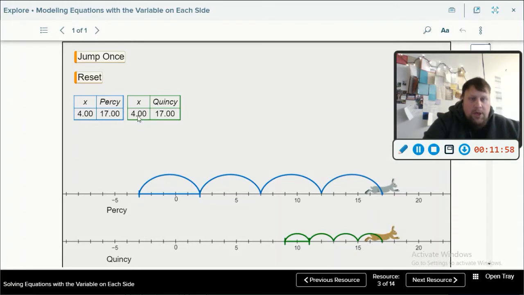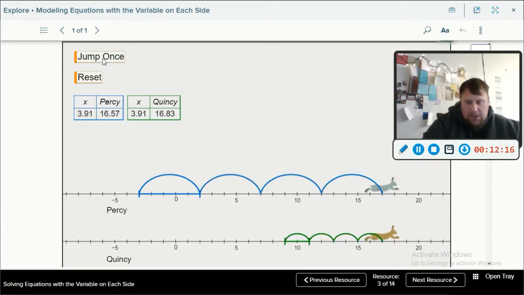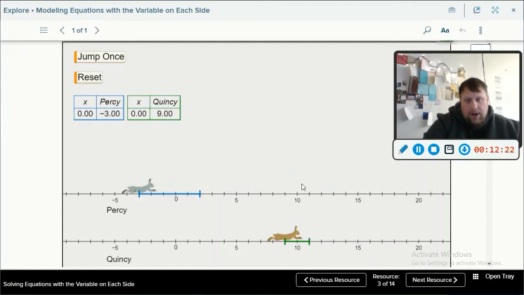And notice at 4 jumps, both their values on the number line are the same. So this is an equation, right? We can reset it. Isn't that cool? Let's do it fast. Go, Percy! Percy goes! And then Percy wins. All right, so it's pretty neat how it works.